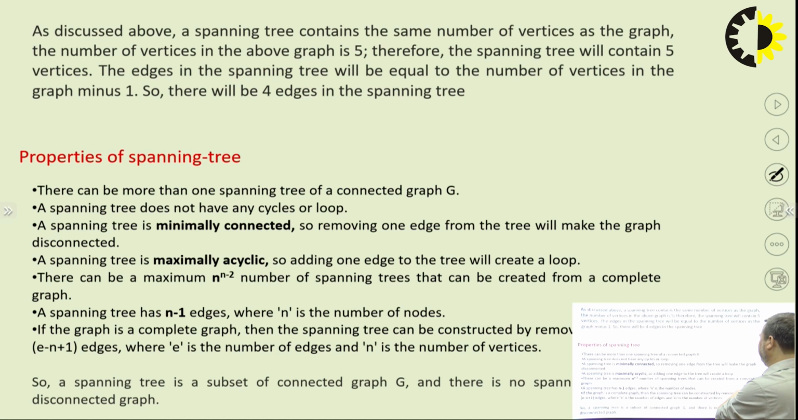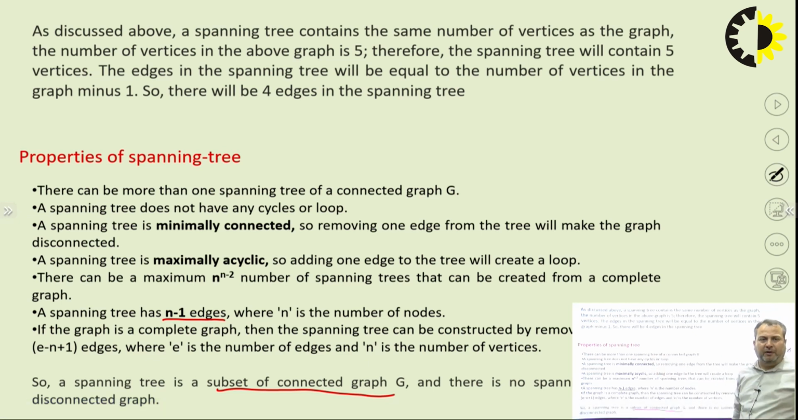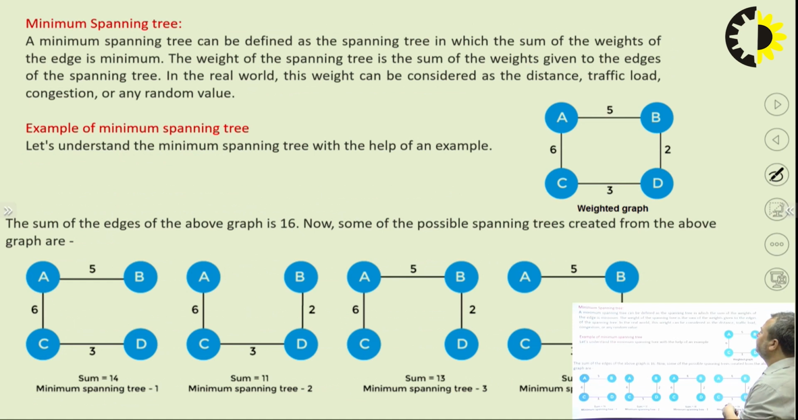There can be at most n to the power n minus 2 spanning trees if the graph is a complete graph. A spanning tree has n minus 1 edges. If there are n vertices, there could be many edges, but it must have the least number of edges, and the least number of edges out of n vertices will always be n minus 1. Similarly, a spanning tree is a subset of a connected graph, and there is no spanning tree of a disconnected graph. If a graph is disconnected, there cannot be any spanning tree.